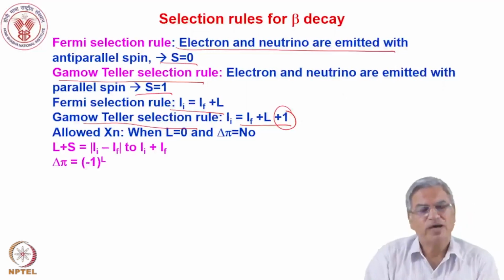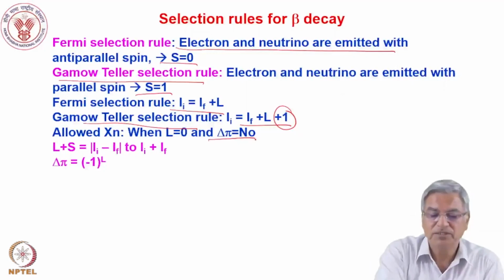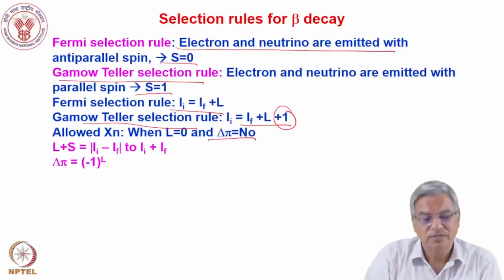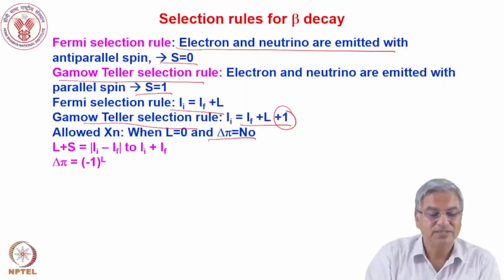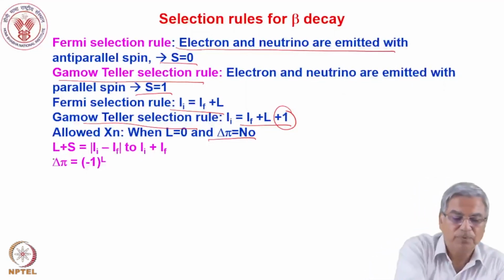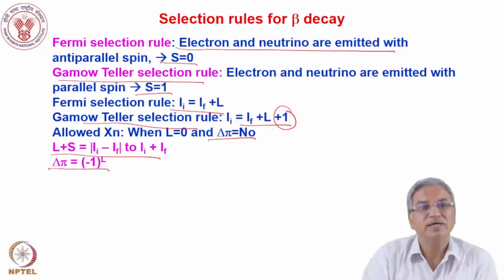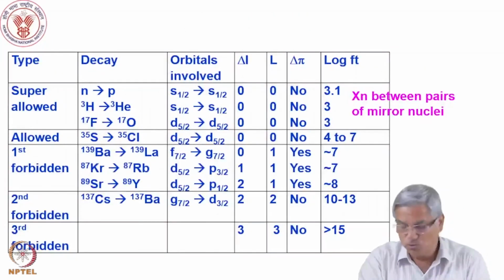For allowed transitions, we say L equals 0 and there is no change in the parity because this is the S wave. So we can say L plus S equals I_i minus I_f to I_i plus I_f, where I_i and I_f are the spins of the parent and daughter isotopes. Delta pi, the change in parity, is given by (-1) to the power L. These are the selection rules.